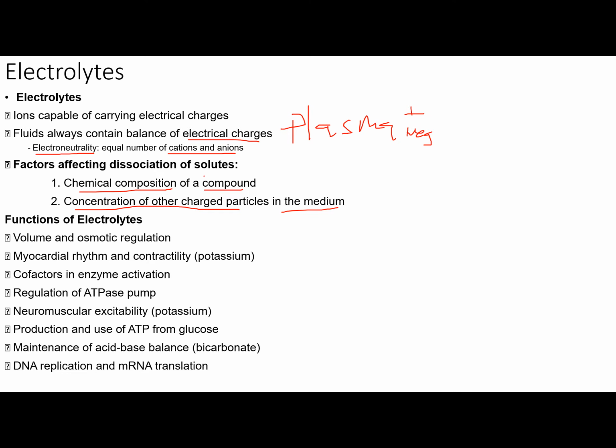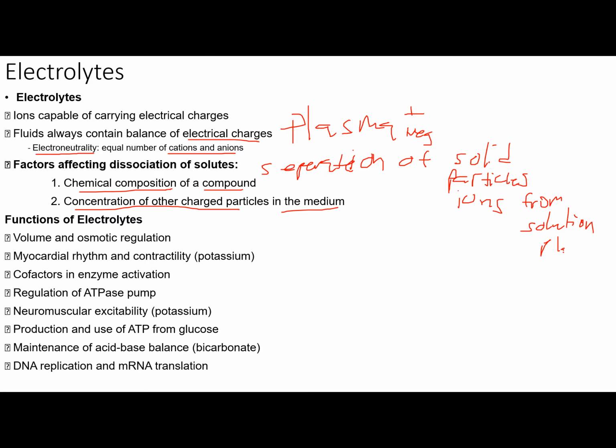Now, when you say dissociation of solutes, class, this is the separation of your solid particles, such as your ions, from the solution or your plasma. So it could be related to the chemical composition of that ion. So, di ba, mga ions yun, they have different composition or their concentration, yung dami nila, the amount present in the medium.